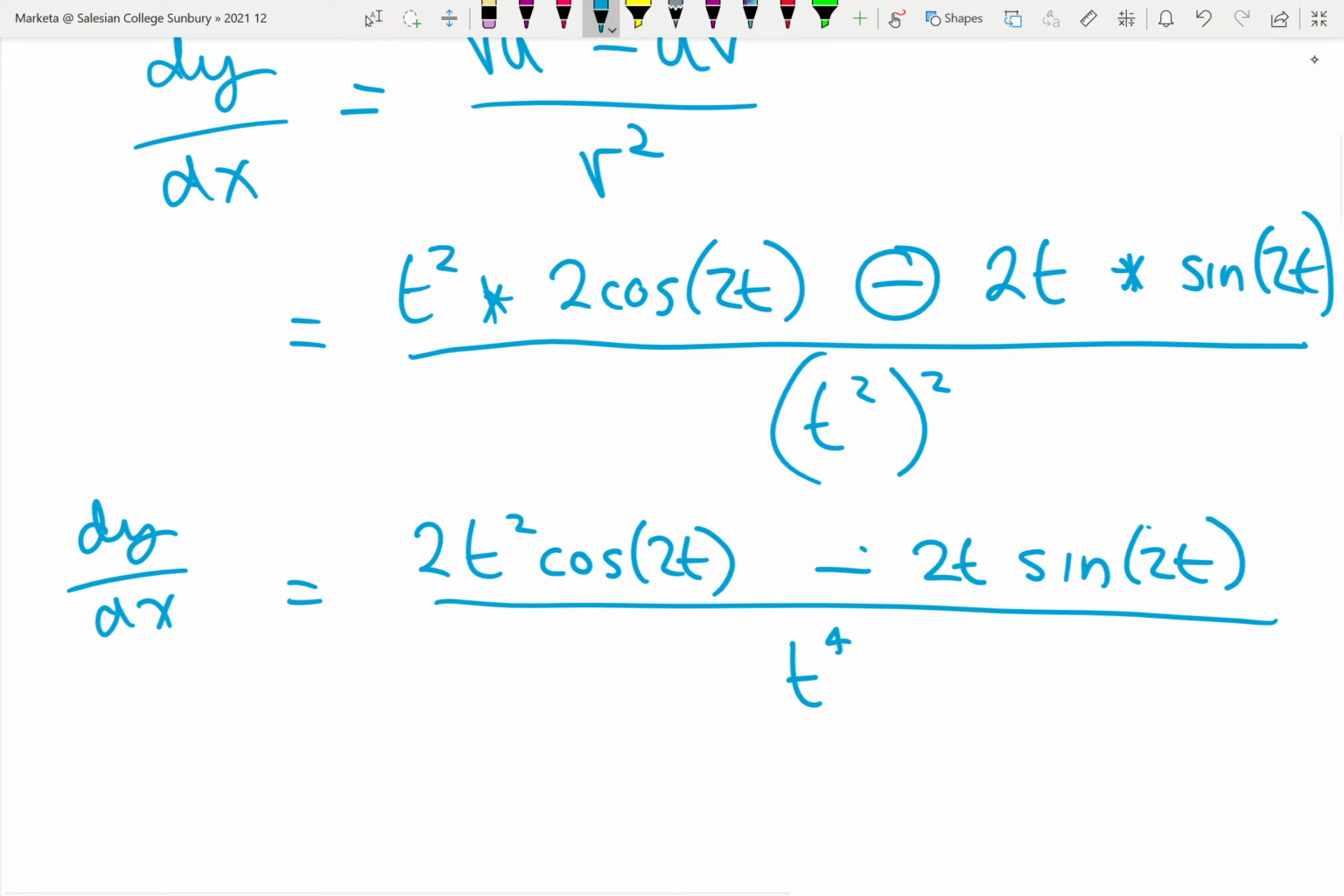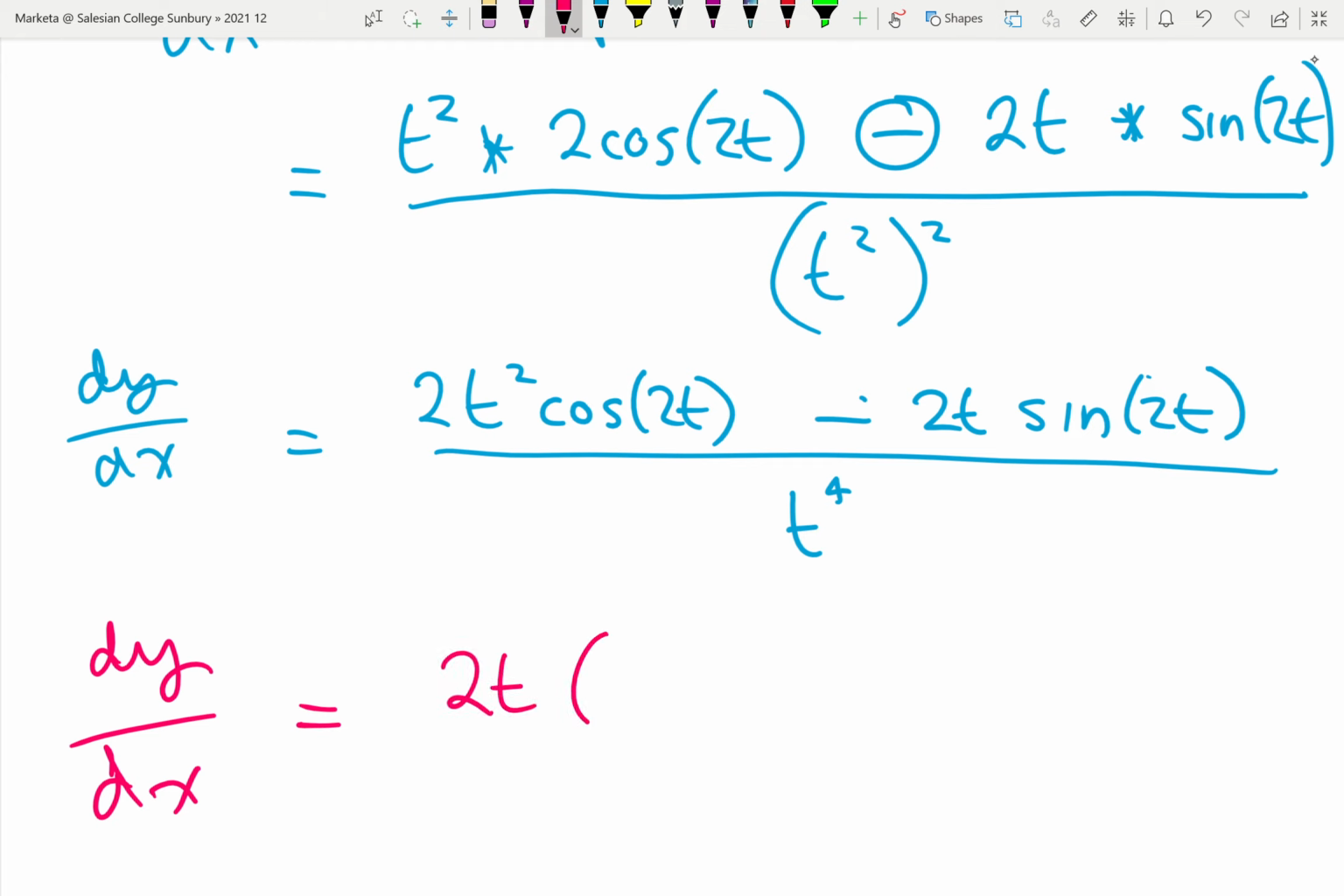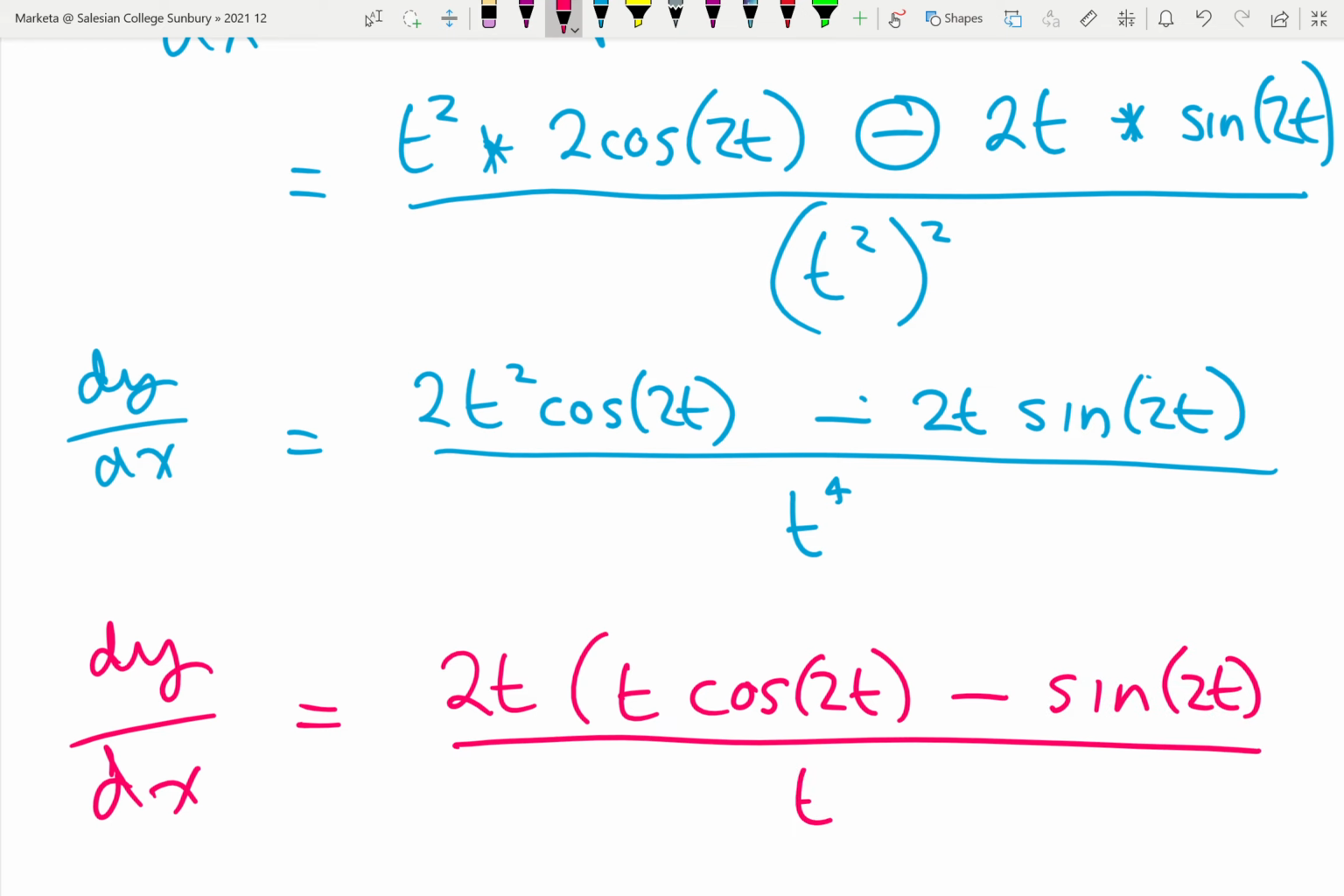Just be careful, this is a multiplication. In this case, it wouldn't matter if you accidentally added 2 plus 2, because it still equals 4, but often people will make a silly little mistake with the indices there. So we multiply when we've got brackets. So dy dx, let's neaten it up: we can take 2t out of the brackets, and we're left with t cos 2t minus sine 2t over t to the 4.